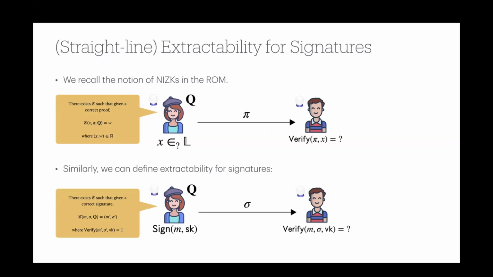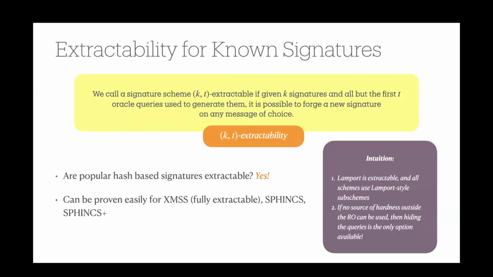And similarly, we can define extractability for signatures, in which case there is some extractor which, if you're given the oracle queries that were made during signing, and you're given the message and so on, along with the signature that was generated, you can produce a new signature. So in the end, it reduces to the fact that these oracle queries that were made during signing, if made public, then it is possible to forge a signature based on this.